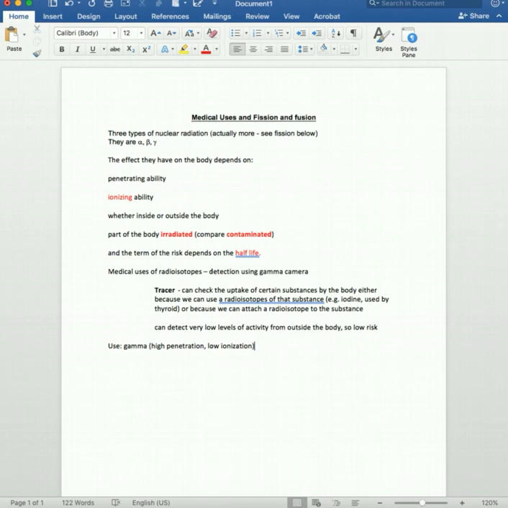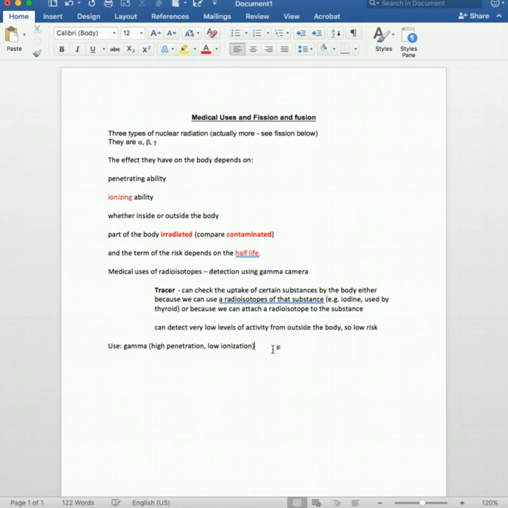It has a high penetration ability, but also because it is weakly ionizing. So as it passes through the body, it does less damage than beta would do, and a lot less damage than alpha would do. So that's why we use gamma, and you need to be able to say that. So do make sure that you are taking notes as you go through this. So that's our first decision made.